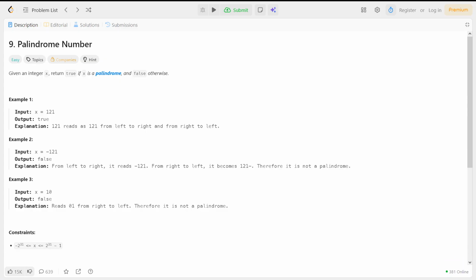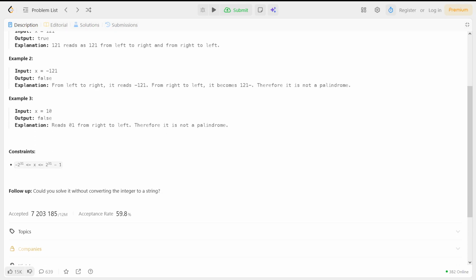We are also given two examples that are good edge cases. Example 2 is the negative number of a palindrome, but it is not one because we can't exclude a minus sign. Example 3 is also important because it ends with a 0, which would be lost for an inverted number. We also have a follow-up to make this task a little bit trickier. It says, could you solve it without converting the integer to a string?